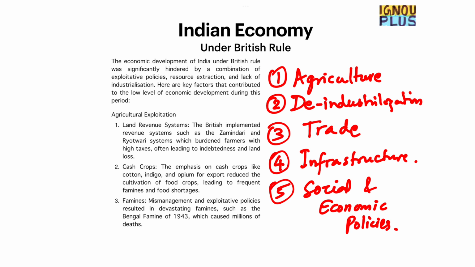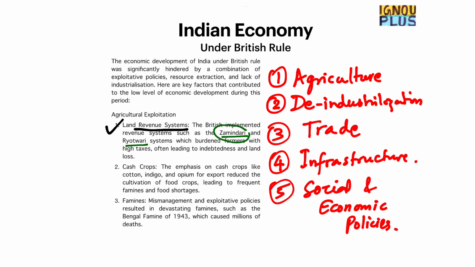Okay, so let's now discuss what happened with the agriculture. Under the British rule, agriculture was really not doing well because of certain things that British imposed on us. One was the land revenue system. There were mainly two land revenue systems used in those days: the zamindari system and the Rayatwari system. So two systems were imposed.